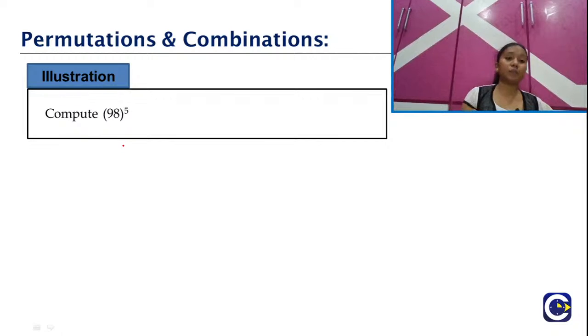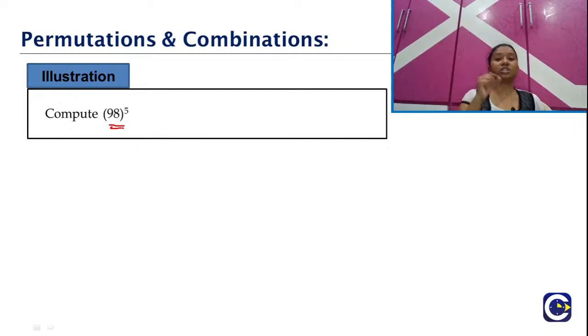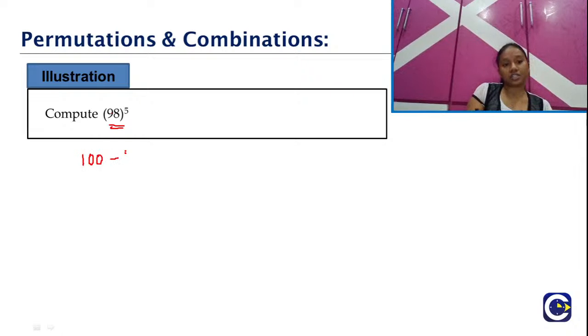So here I have given: compute 98⁵. If you have a calculator, you will just do the multiplication. But instead, here you have to find 98 whole power 5 manually. So can we do 98 into 98 and then that into 98? It will be a lengthy multiplication, right? We might miss some number. So this 98 can be written as 100 minus 2. Yes or no? 100 minus 2 is nothing but 98. So in place of 98, we can write 100 minus 2. Then this will turn out to be (100 minus 2) whole power 5, which is in the format of (a minus b) whole power 5.